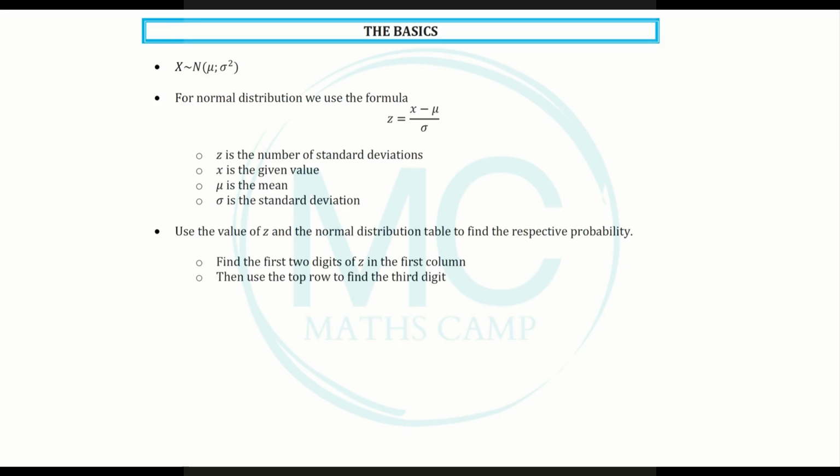You can use the value of Z and the normal distribution table to find the respective probabilities. First, we find the first two digits of Z in the first column. Then we use the top row to find the third digit. So let's look at an example.